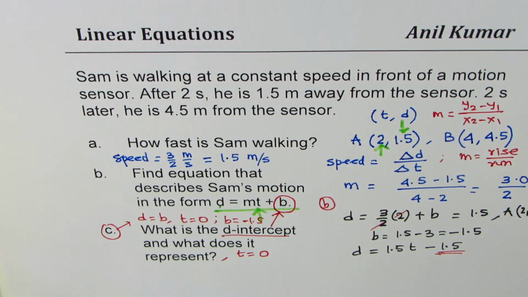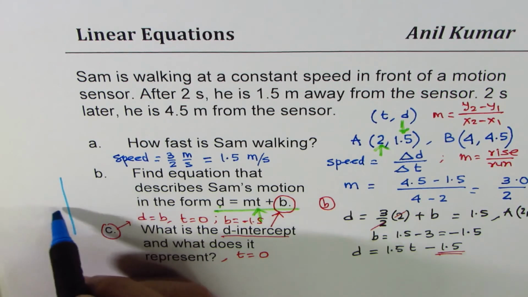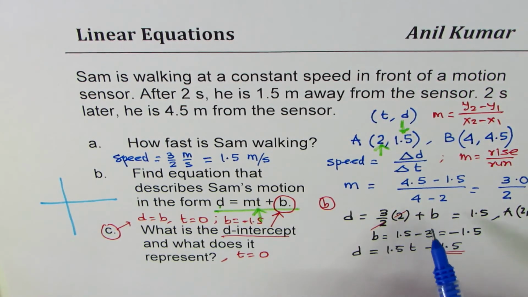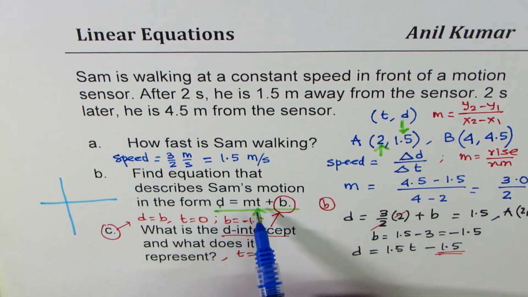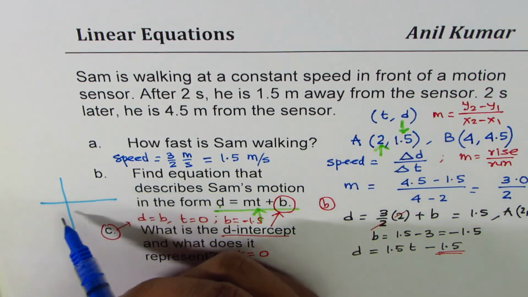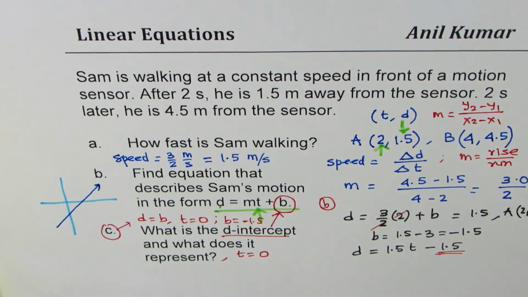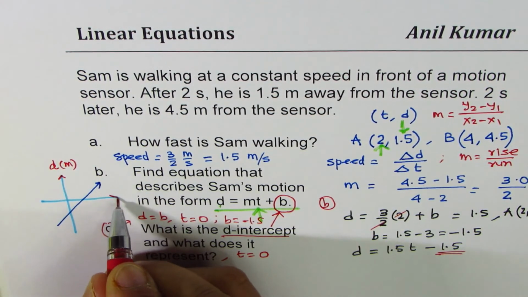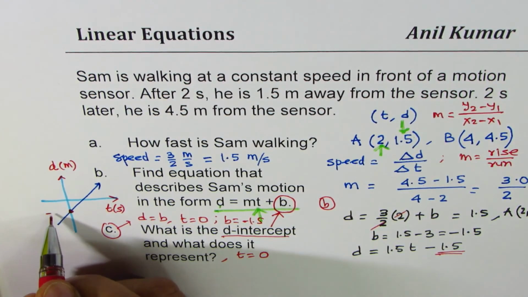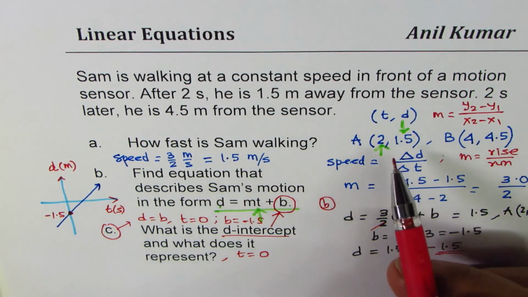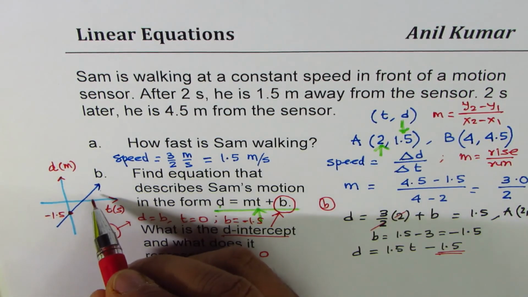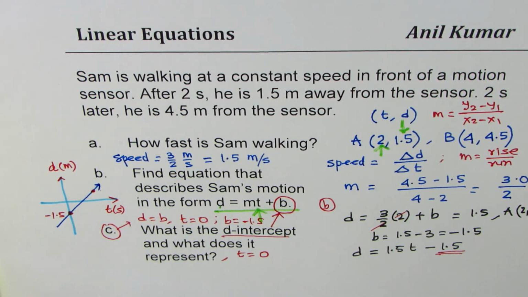So if you're looking at a graph for this particular function, let me just give you that here. We have a d-intercept of minus 1.5, and t equals 0 is when b equals d. It's a straight line which has a slope of 1.5, right? So it's kind of a line like this, where this is axis d in meters, this is time t in seconds, and that is your d-intercept at minus 1.5. You get an idea, right? And of course, you can put the other points on this line. 2 with 1.5 and so on, correct? So I hope you understand how to interpret the given information and answer questions related to linear equations.